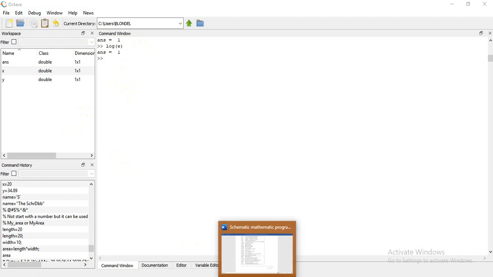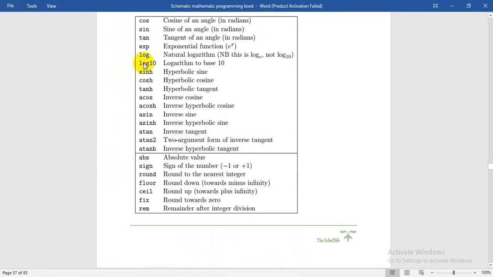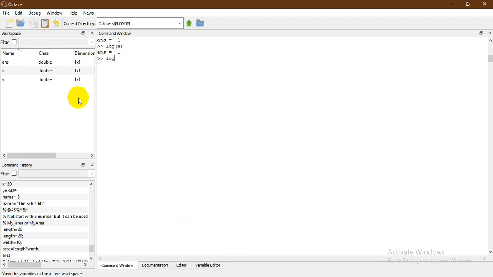So now the other function you can have is log to the base 10. You come here, you have log to the base 10 here. Log to the base 10, you are going to use, let's say, 1000. So you have 1000 here, and you have this. The answer is 3.